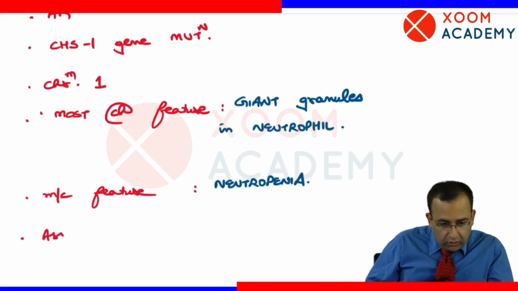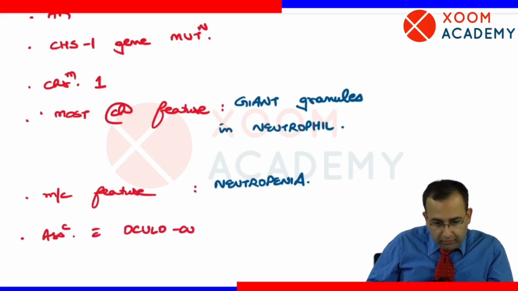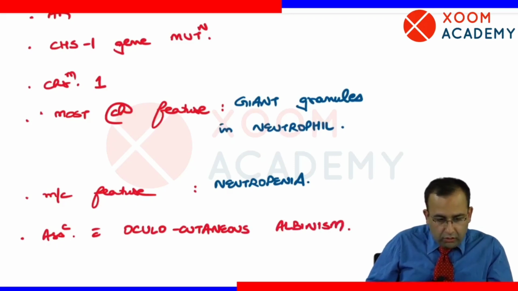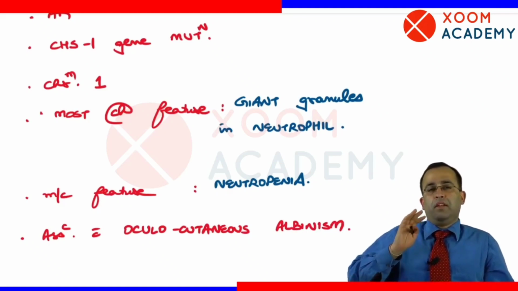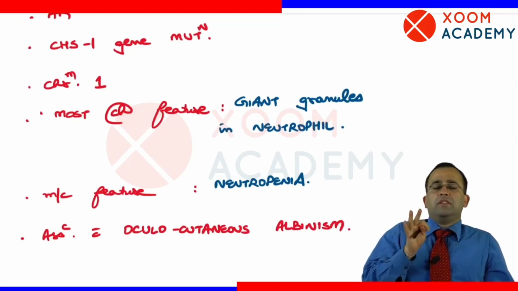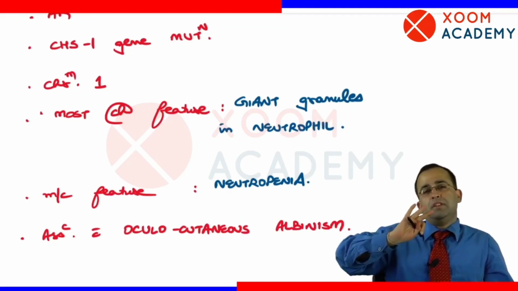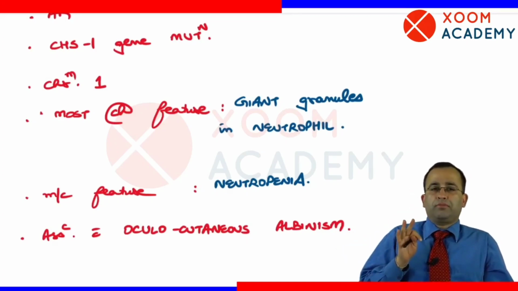Next point, Chediak-Higashi syndrome is also associated with oculocutaneous albinism. Which subtype? It is associated with oculocutaneous albinism. This was your next disease of innate immunity, that is CHS, Chediak-Higashi syndrome.